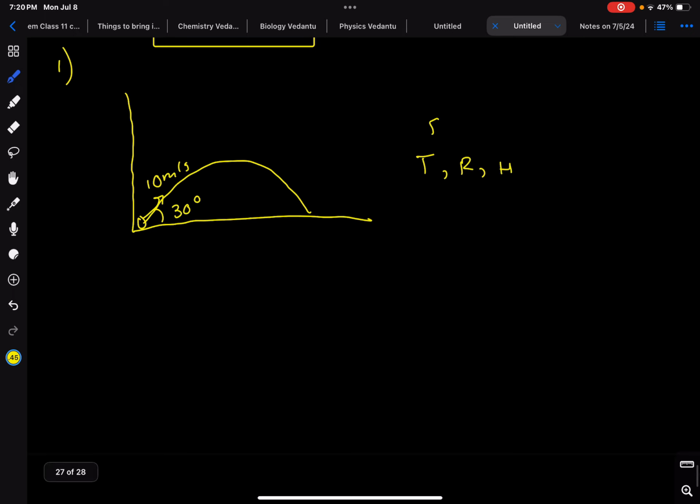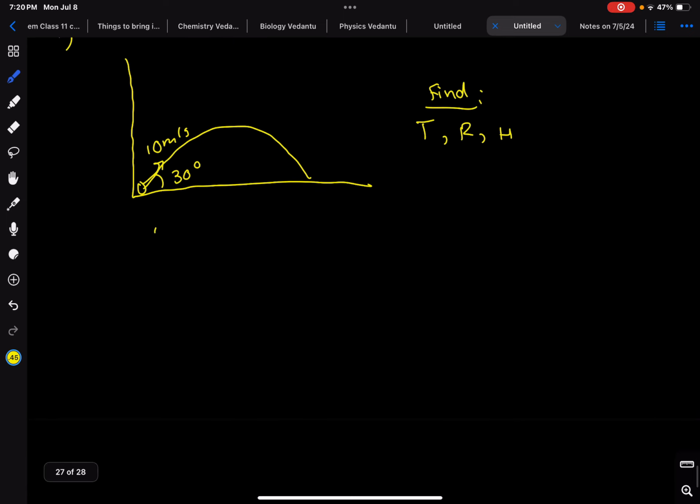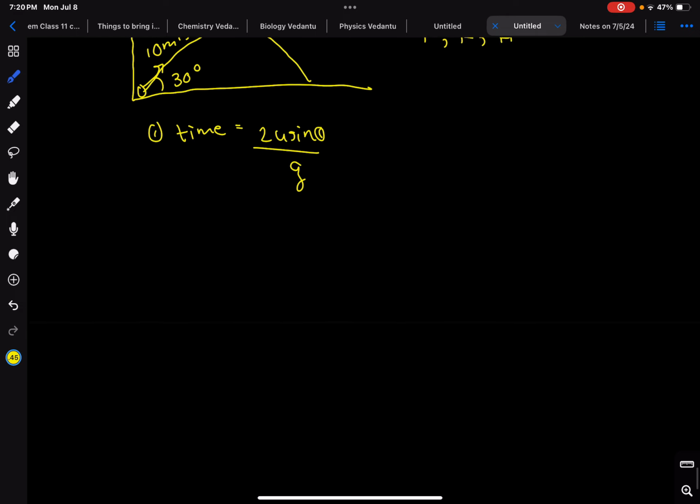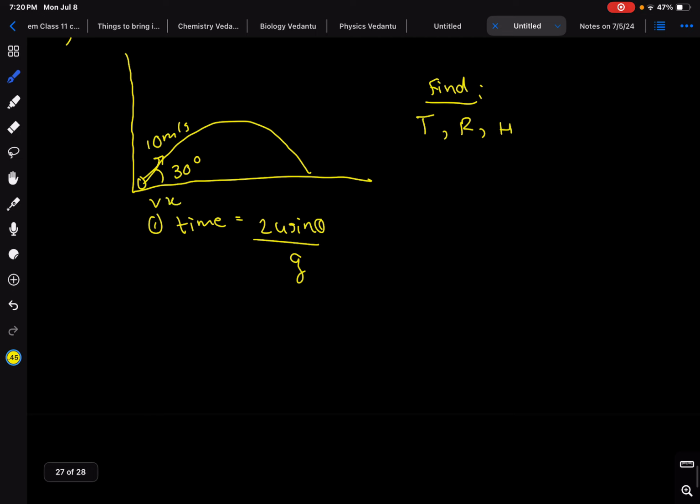Alright, so first let's find out the time. Now we know that time is equal to 2u sine theta. Before we do this, actually let's just take the speeds in the horizontal direction and the vertical direction.